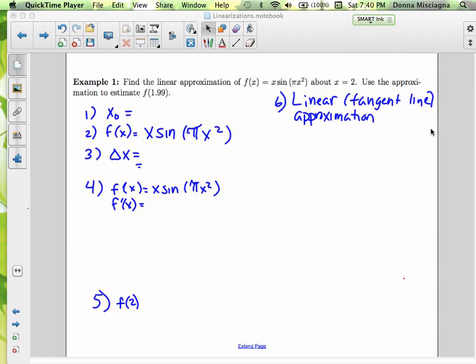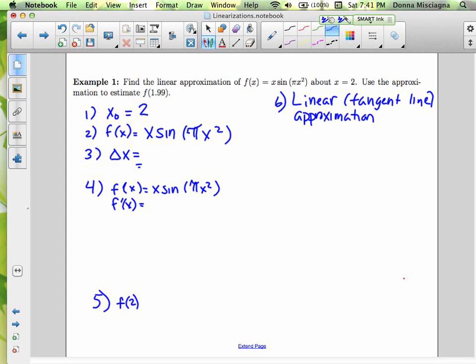Let's continue estimating with the linear approximation method. So find the linear approximation of f of x equals x sine pi x squared about x equals 2. Use the approximation to estimate f of 1.99. As soon as you see a question like that, you should be thinking the linear or tangent line approximation. We're already given our nice value of x naught. It tells us about x equals 2.